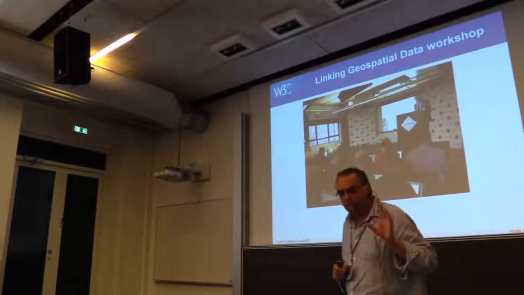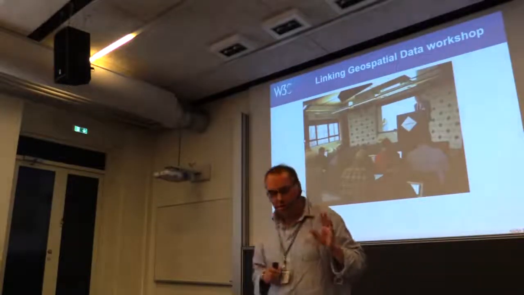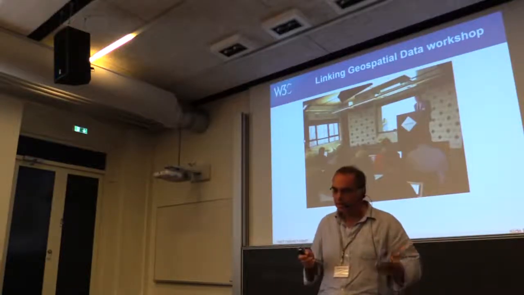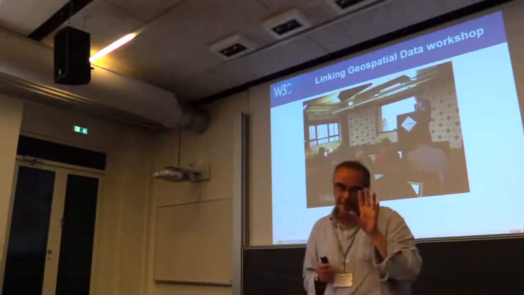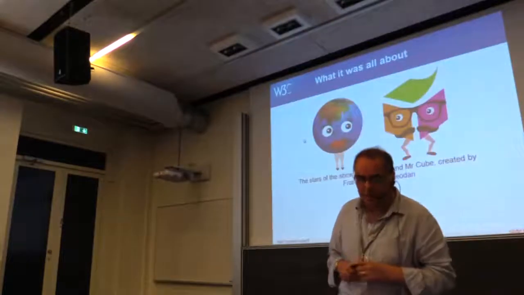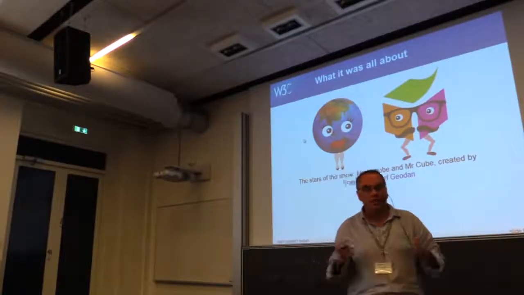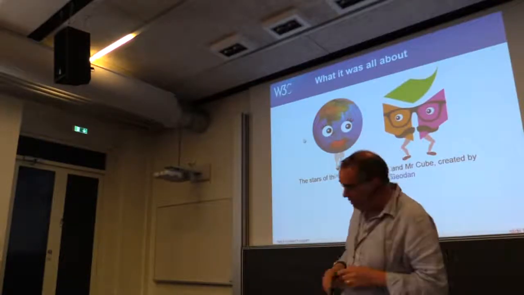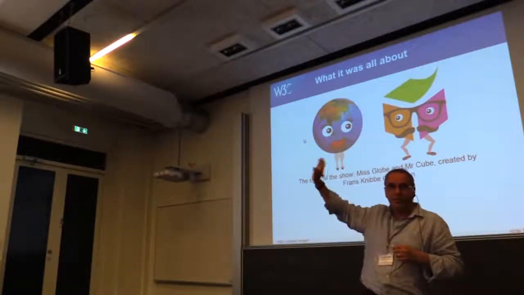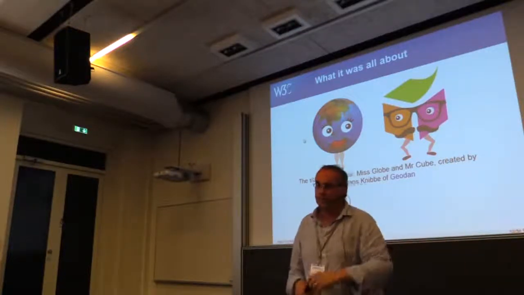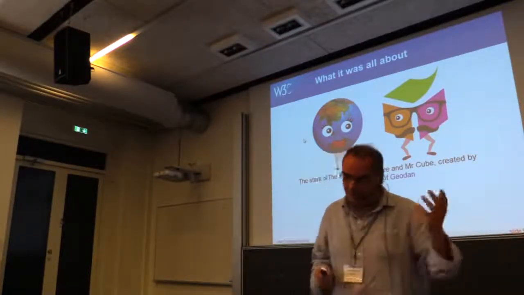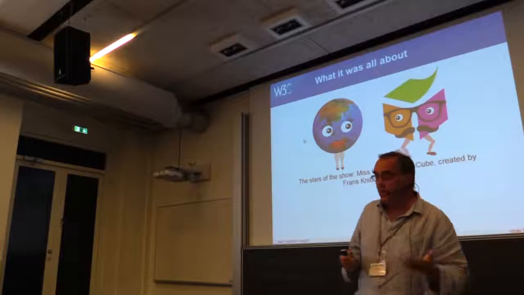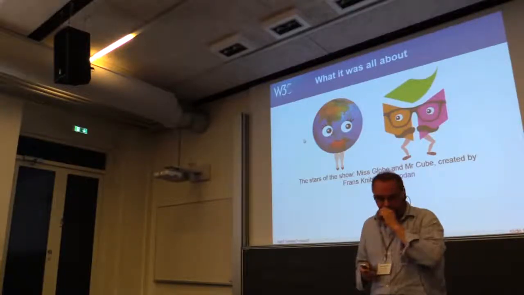There are all sorts of things we discussed, and I won't go into detail today, but if you want to summarize the discussion in one presentation, it was the one where Frans Nibber from Geo Data, another Dutch organization, talked about two characters, Miss Globe and Mr. Cube. Miss Globe is the OGC world, the geospatial stuff, and I'm from the linked data, RDF, semantic web world. Frans has given us permission to use these characters, and they're very useful for putting these things together.